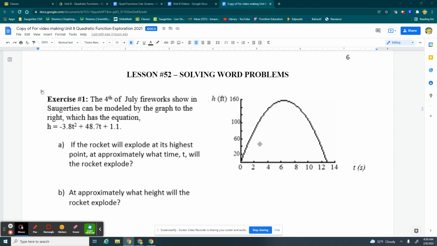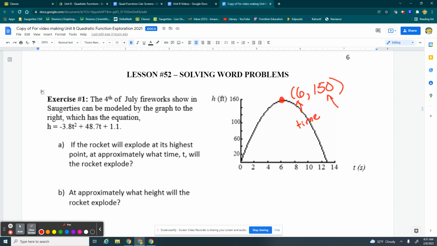And part A says if the rocket will explode at its highest point, approximately what time t will the rocket explode? And then part B says at approximately what height will the rocket explode? So if we're looking at the highest point, we're looking right here. And this is the point, I'm going to say 150. So x is always time, which means the y is the other variable.